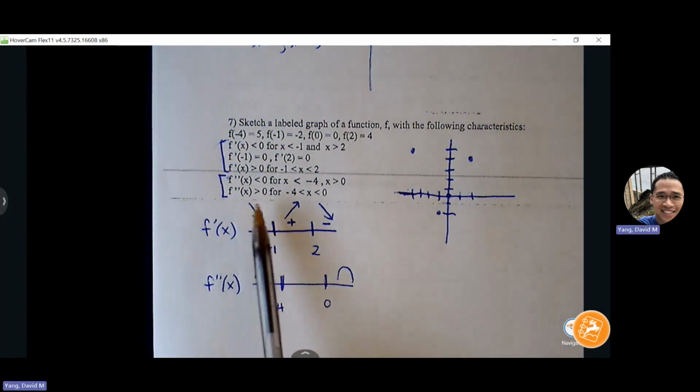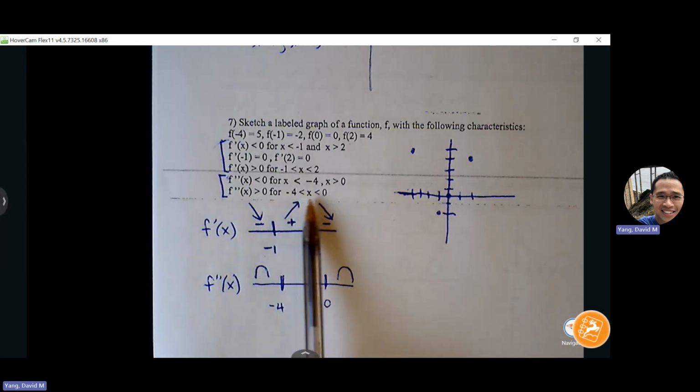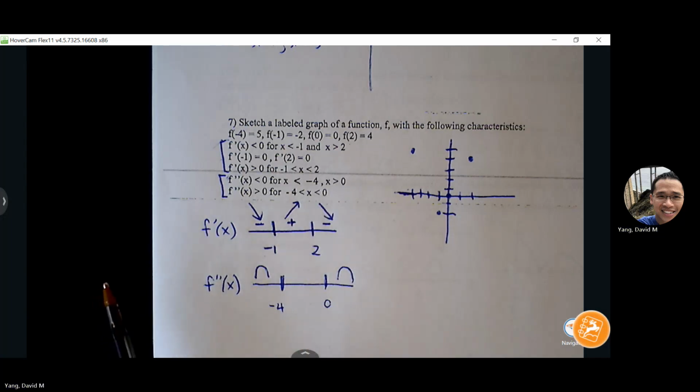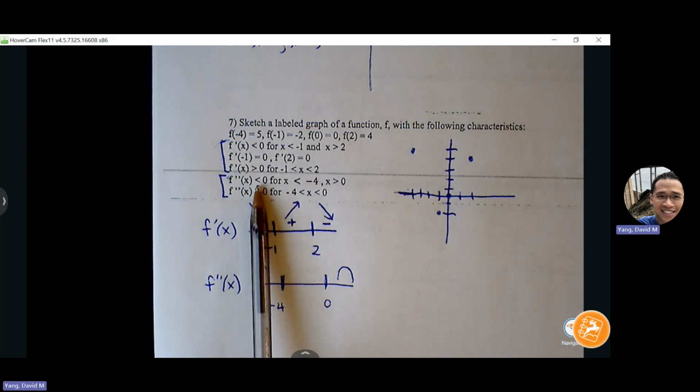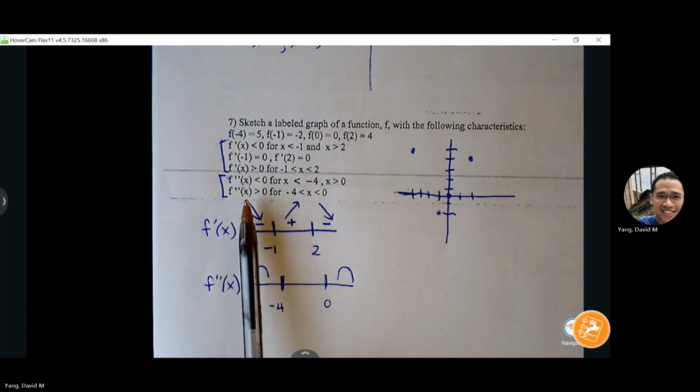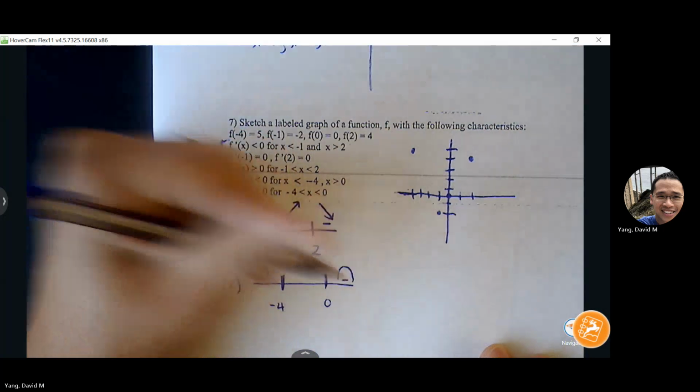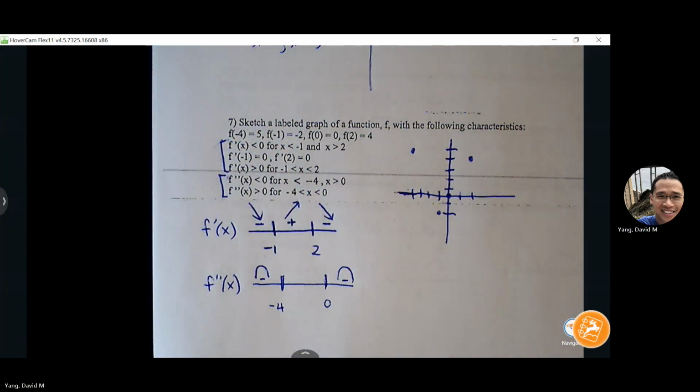Okay, F double prime of x is greater than zero for negative four is less than x less than zero. Oh, this one's concave down, right? Okay. Right. What about the last statement? Yeah. So right here, right? Between negative four and zero.